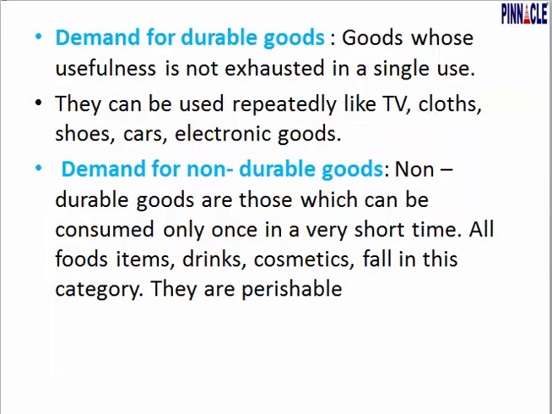Demand for durable goods. Goods whose usefulness is not exhausted in a single use. For example, if you take a cigarette, it is used a single time. But if you take the example of TV, fridge, knife, kitchen items, they are used over a long period of time. These are durable items. Durable means the longevity is very high. They can be used repeatedly, like TV, clothes, shoes, car, electronic goods. These are durable goods.